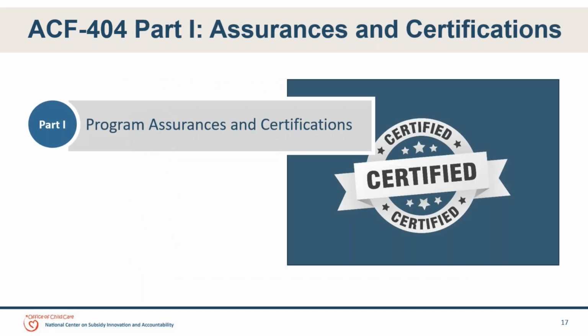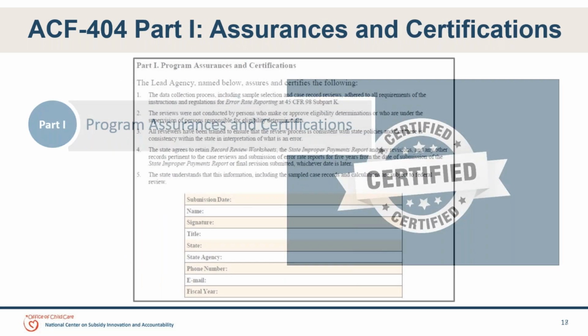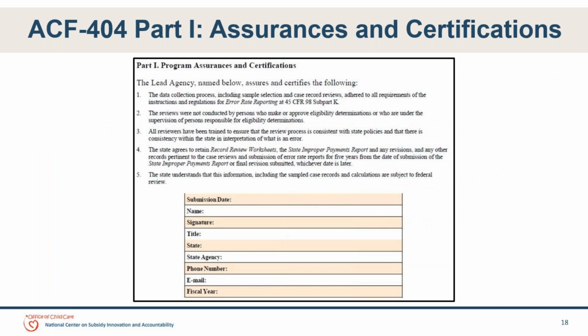We're going to just start at the beginning, which is part 1, program assurances and certifications. And this section is very straightforward. This is a screenshot from the template just to show you what's included in the assurances and certifications. Obviously, I'm not going to read this all, but what you need to know is that when you are in the OLDC, you will not need to fill out this data that's in the bottom half. That's all going to be pre-populated for you. So you won't need to fill anything in here.